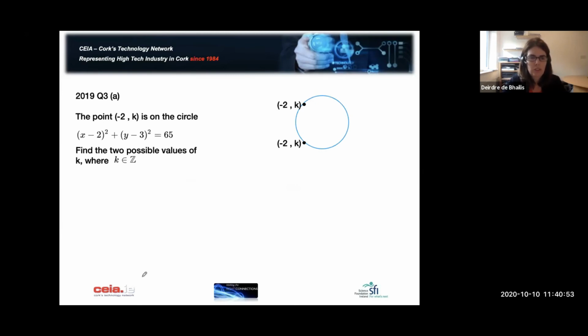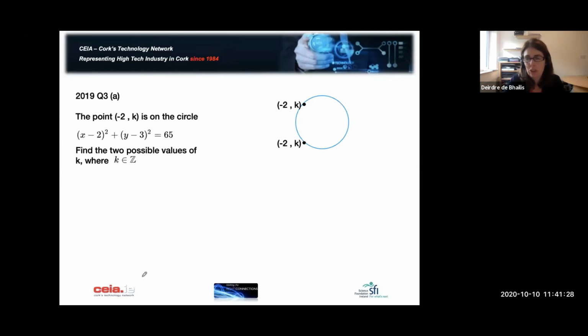So question 3 in last year's paper. They are telling us that the point minus 2 and k is on this circle, x minus 2 squared plus y minus 3 squared, and that's equal to 65. They're telling us there are 2 possible values of k, where k is a member of Z, which means it can be a positive or negative integer.